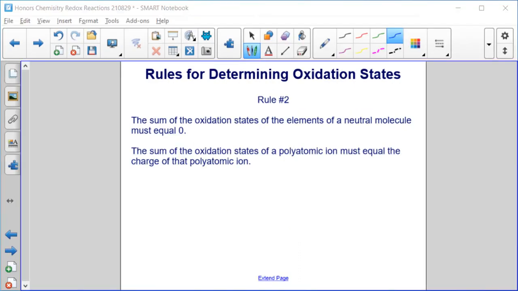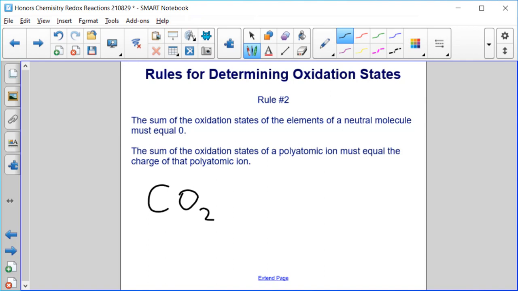Here's rule number 2 for determining oxidation states. The sum of the oxidation states of the elements of a neutral molecule must equal 0, and the sum of the oxidation states of a polyatomic ion must equal the charge of that polyatomic ion. As an example, if we had a neutral molecule, something like carbon dioxide, the sum of oxygen's oxidation state and carbon's oxidation state has to add up to 0.